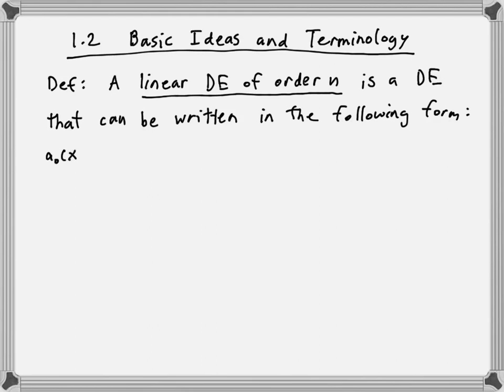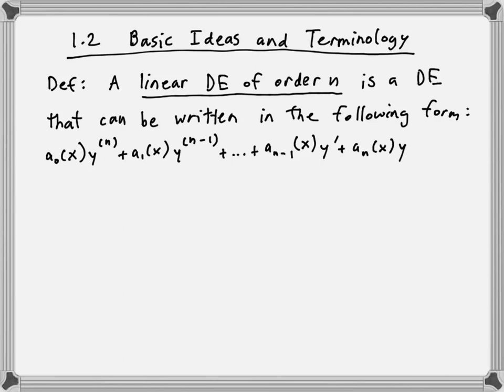a0 of x times the nth derivative of y, plus a1 of x times the n minus first derivative of y, and we just keep going down. a n minus 1, this is the n minus first function of x, times y prime, plus a n of x times y is equal to capital F of x. Okay, I will call this star.